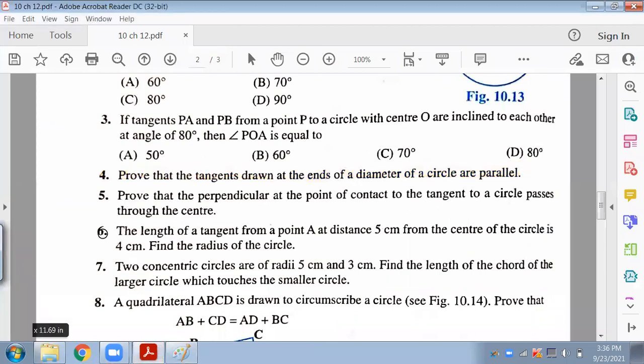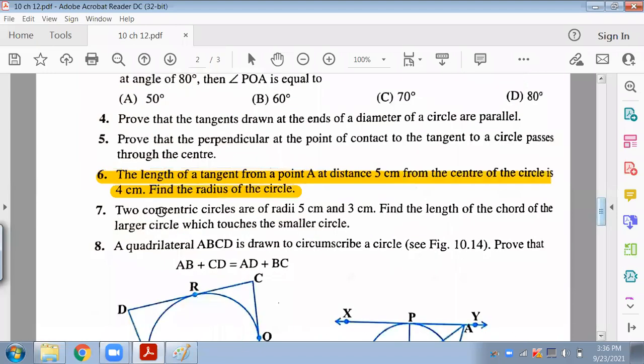Okay, let's do question number 6. Question 5 we'll do next time because the time is quite less. Let's do question number 6.